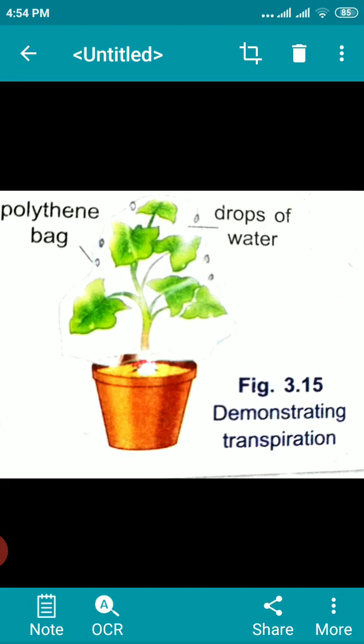So you have studied three functions of the leaf. One is exchange of gases, another one is transpiration. This exchange of gas is used for the process of photosynthesis and for respiration.